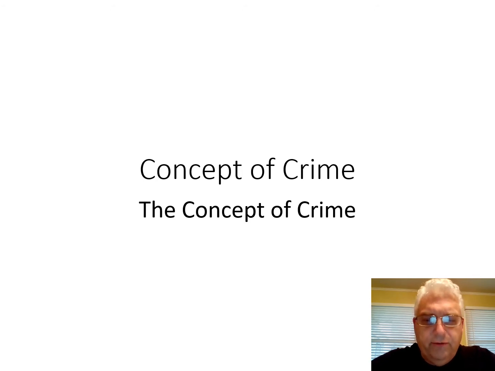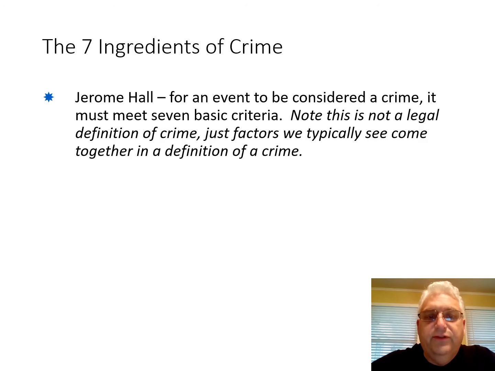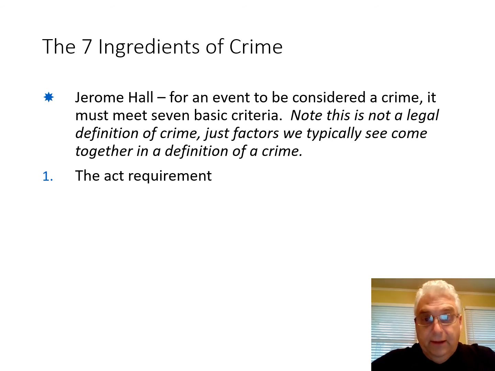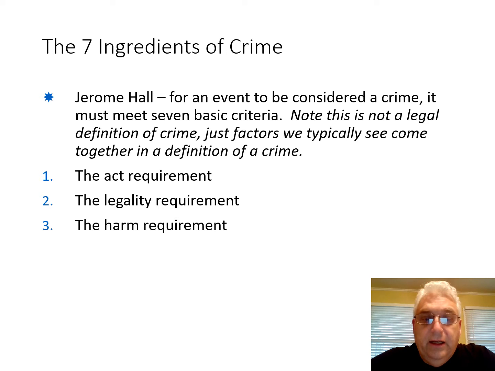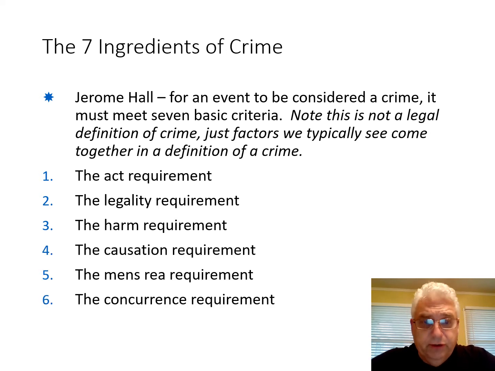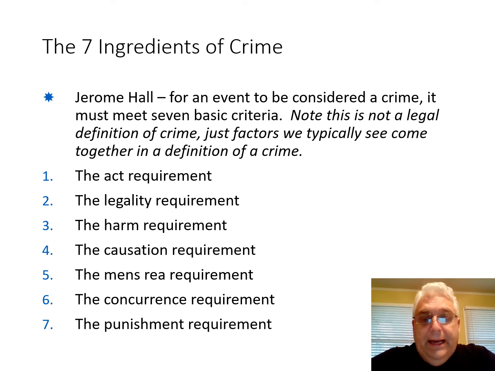But before we get to the defense attorneys, we're going to briefly go back to our friend the seven ingredients of the crime. This is not a legal definition of crime. It's just the factors we typically see that come together in the definition of a crime. Okay, so going back to the first week of class, for something to be a crime, it has to meet these seven conditions. You recall we talked about act, legality, harm, causation, mens rea, guilty mind, concurrence, and punishment.